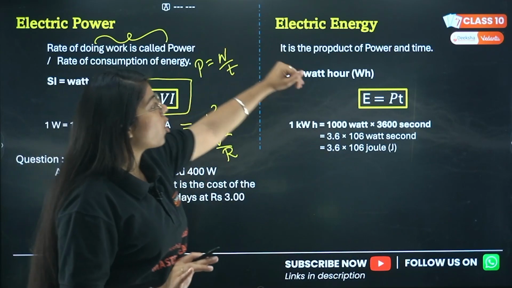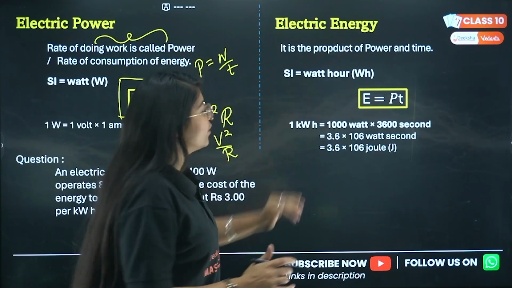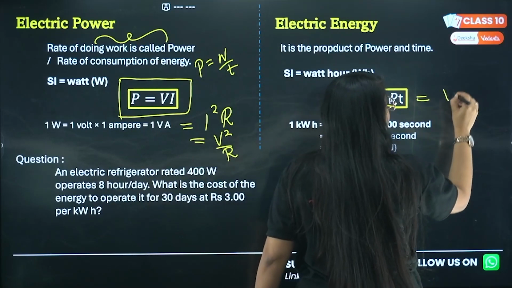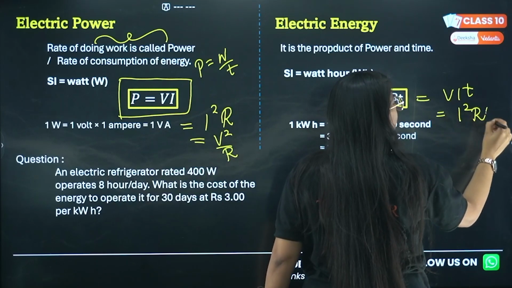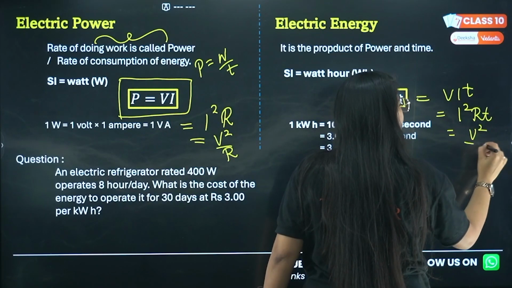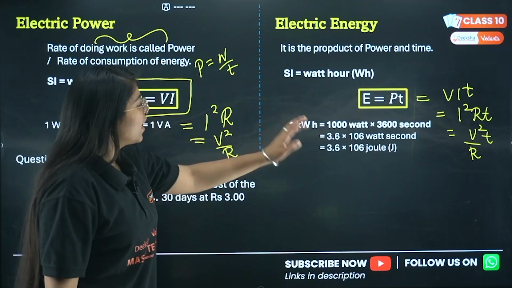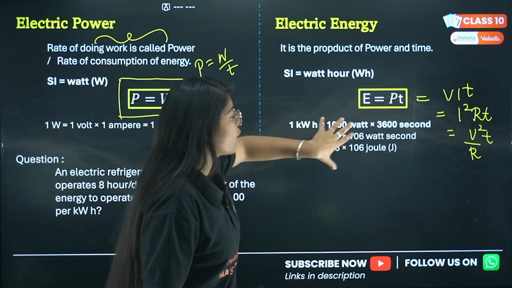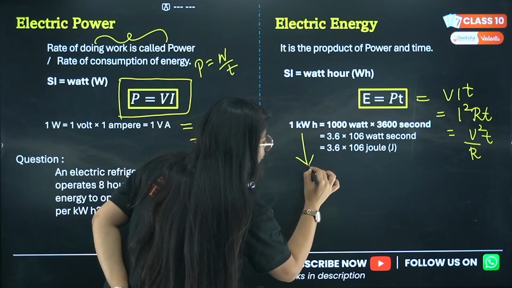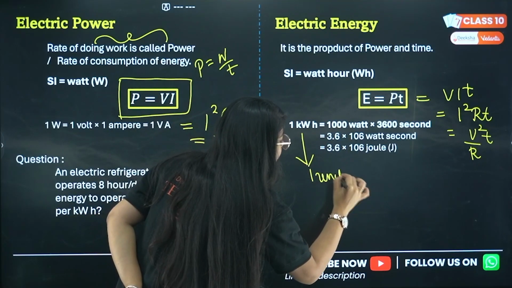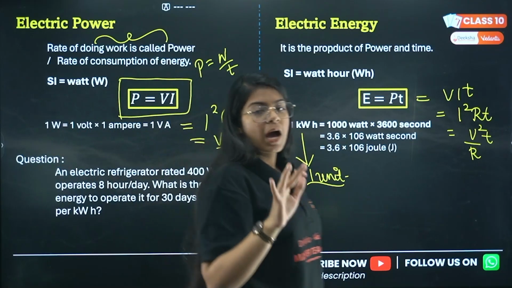Now electric energy. Electric energy is the product of power into time. We studied power, so this is power into time. So we can write this as VIT, or I square RT, or V square by R into T. Understood? Very basic. Where 1 kilowatt hour is 1000 watt into 3600 seconds. Now 1 kilowatt hour is actually equal to 1 unit, one commercial unit that we use in our households.